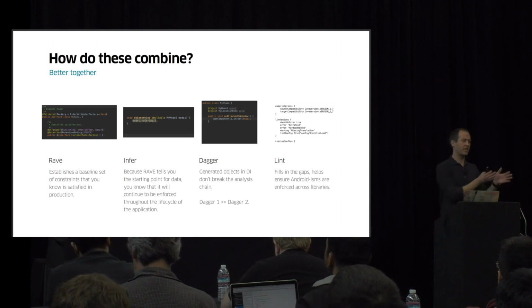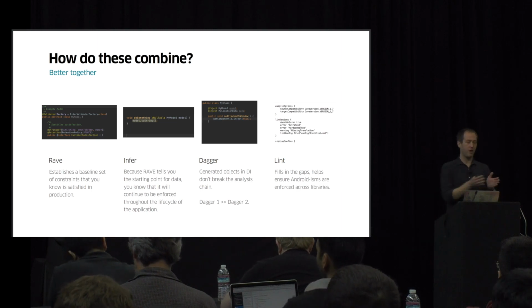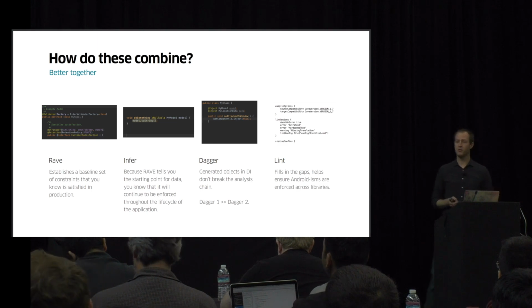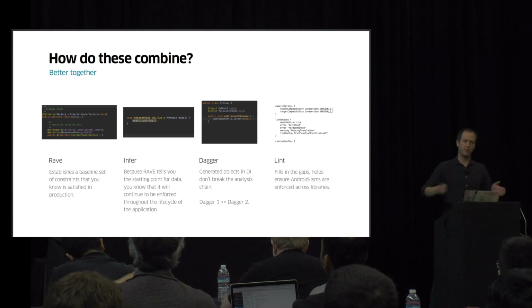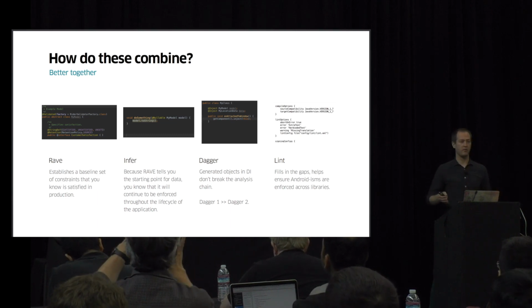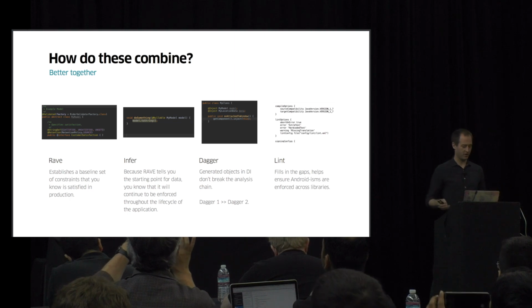Infer then takes that starting state and checks how it propagates through your code base. So if you have something that's marked nullable or non-null, Infer will make sure that from the good starting state it flows through your code base in a predictable way. So this is the next step in the chain.